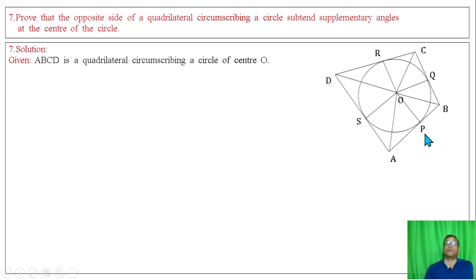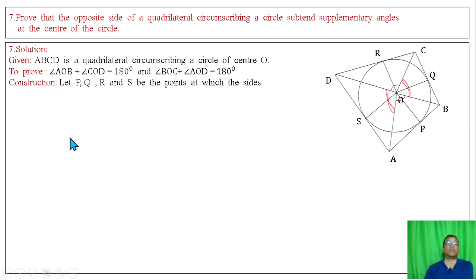ABCD is a quadrilateral circumscribing a circle of center O. To prove angle AOB plus angle COD equal to 180 degree, and angle BOC plus angle AOD equal to 180 degree.